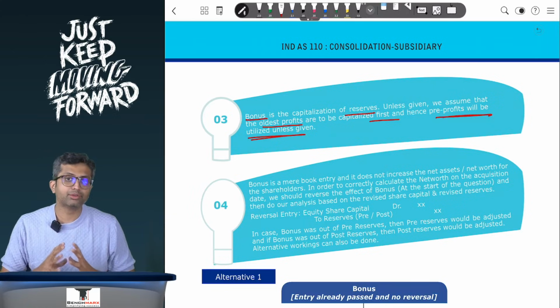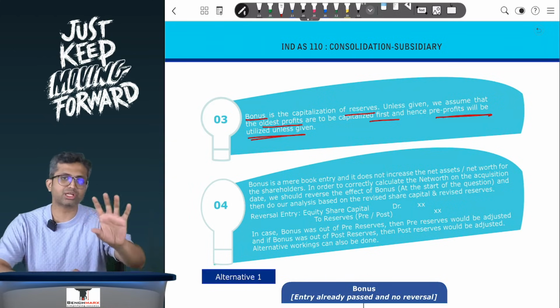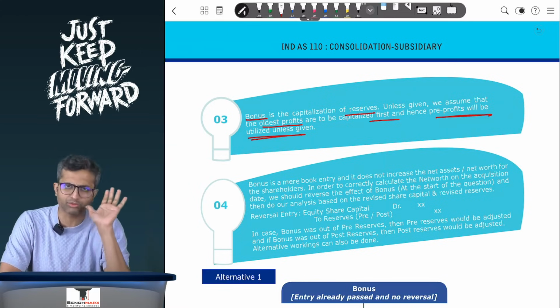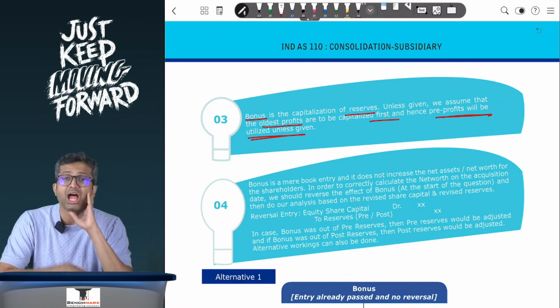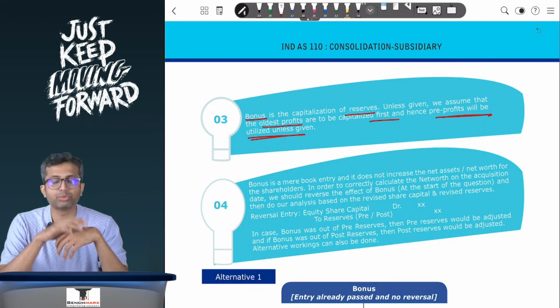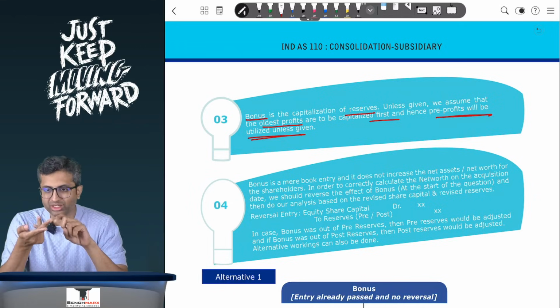Now, there are two alternative treatments. Both will ultimately achieve the same objective. One of them is if the entry for bonus is passed. What is the entry for bonus? Reserves account debit to share capital. We have said that if nothing is given, we take it out of pre-reserves, though it can also be out of post-reserves if the data tells you that. How does it matter? Ultimately, reserves belong to whom? Shareholders. Share capital belongs to whom? Shareholders.